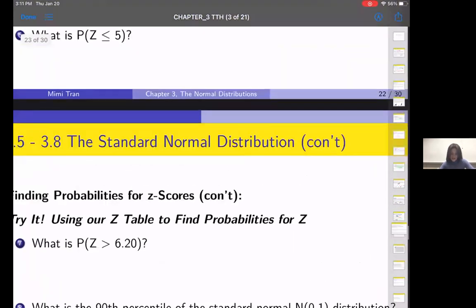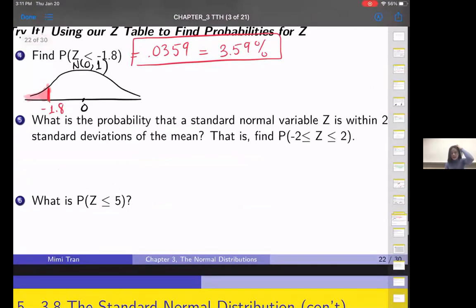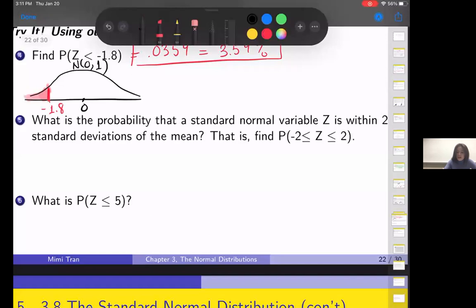Okay, where am I? Between -2 and 2, if you're smart enough, you can use the empirical rule. You don't even have to look at the table. With 0 here, -2 right here, and 2 right here, roughly it's 95% of the data set. Very good. It's supposed to be bigger than 50%, right?